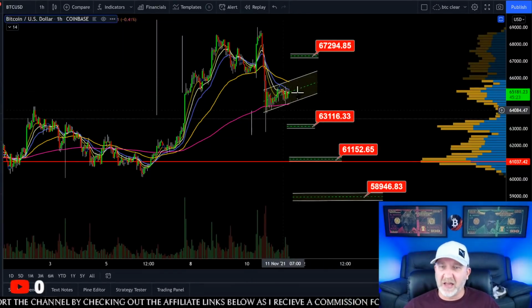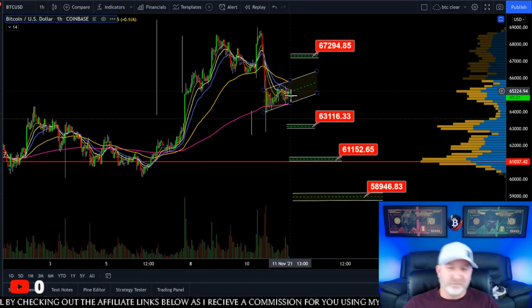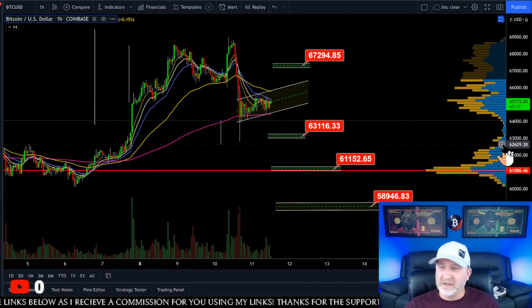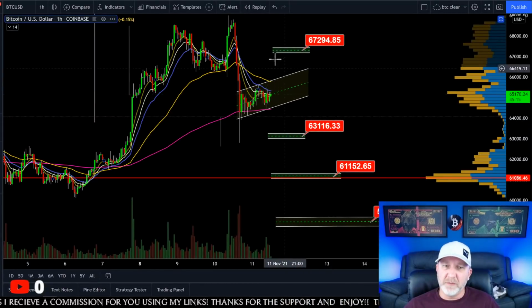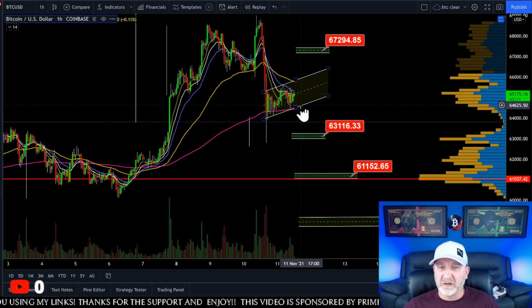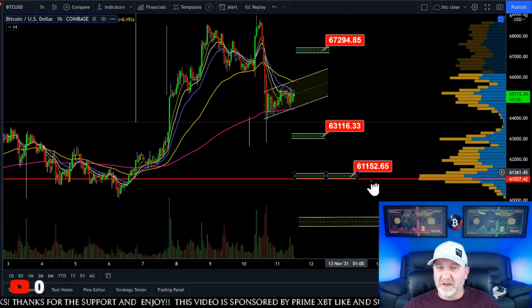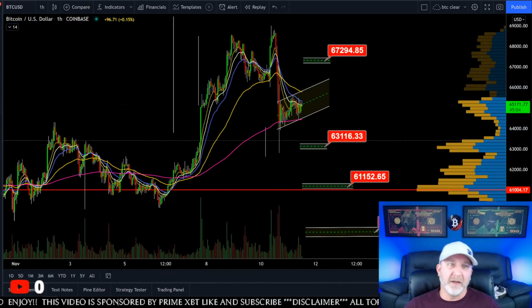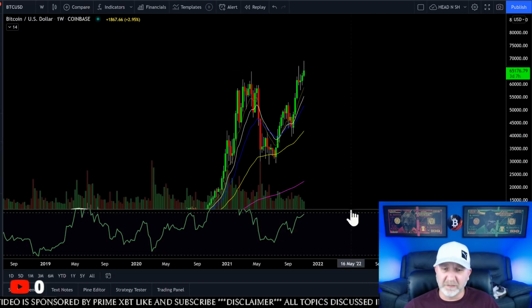Obviously, there's a lot of just liquidation going on right here. High leverage traders getting smashed. So until we break out of this one way or another, guys, we don't know the direction. If we do break down though, these are your targets. Definitely keep an eye on that. Now, let's look at some divergence here real quick.